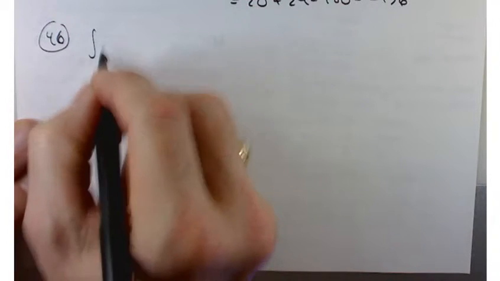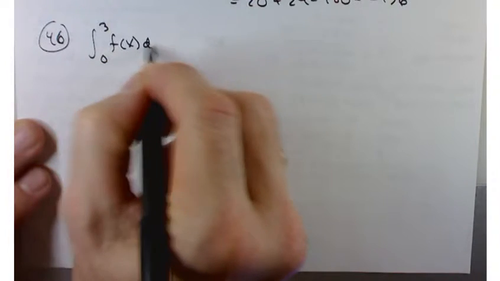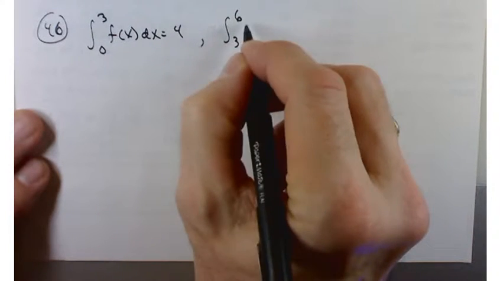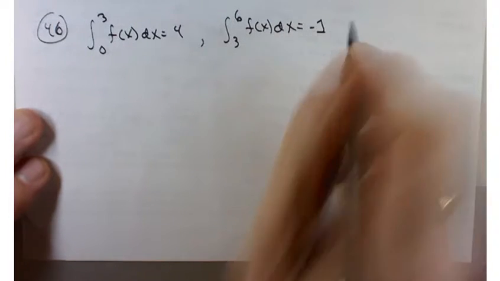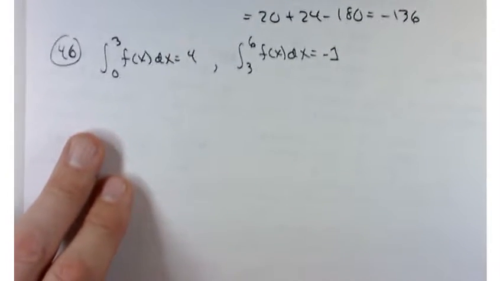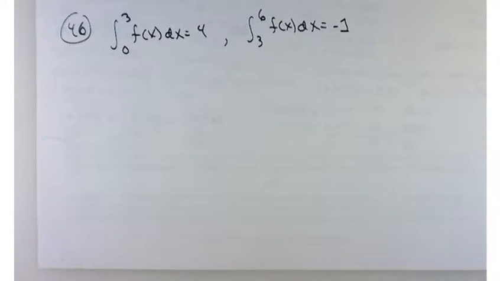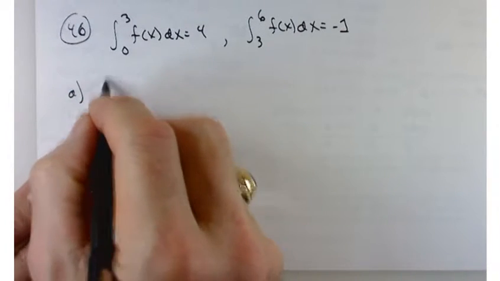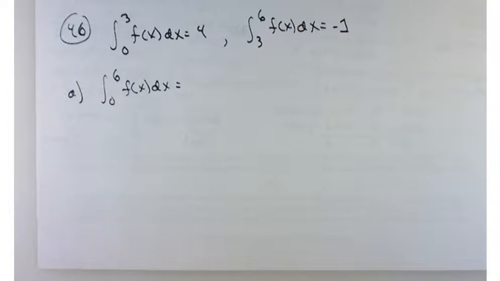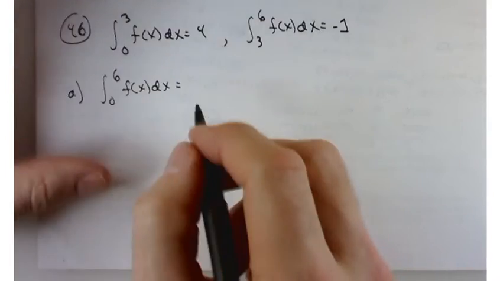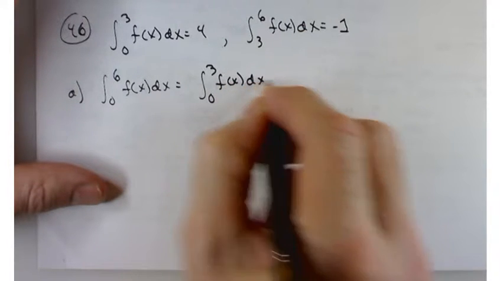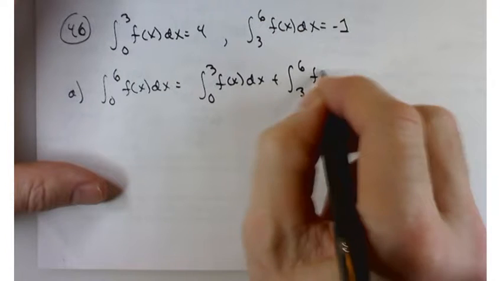What you're given in this one is the integral from 0 to 3 of f of x dx is 4. And at the same time, the integral from 3 to 6 of f of x dx is negative 1. Part A asks you for the integral from 0 to 6 of f of x dx. Well, conveniently, if you look at what's given up above, I could rewrite this as the integral from 0 to 3 of f of x dx plus the integral from 3 to 6 of f of x dx.